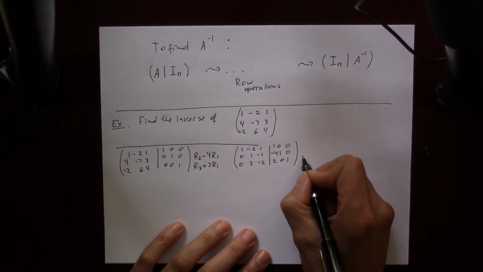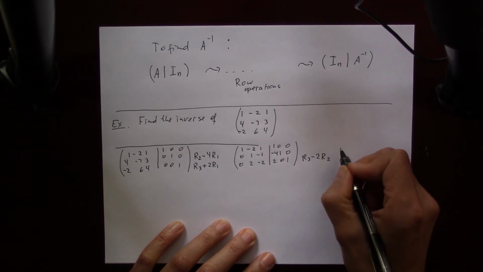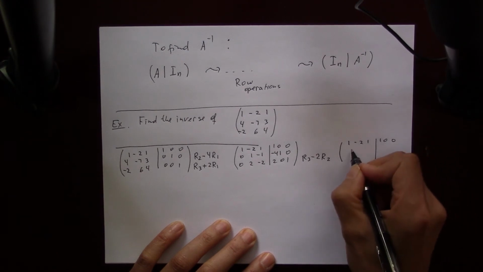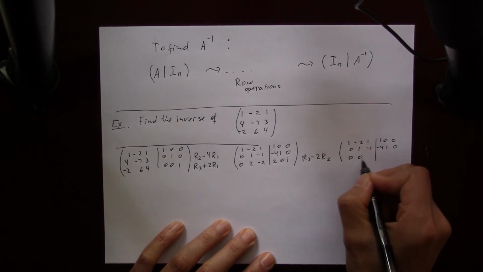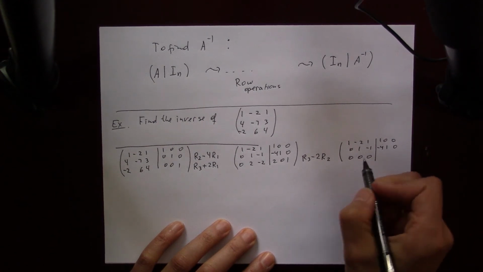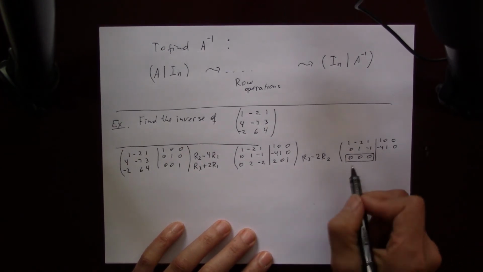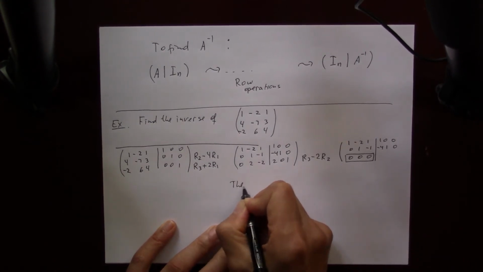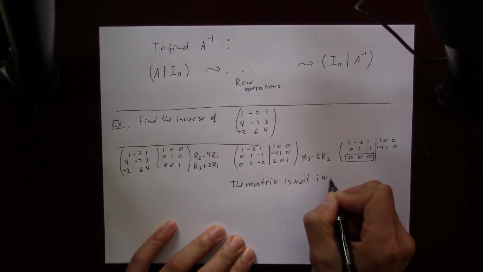And then we do row 3 minus 2 row 2, and we get 1, minus 2, 1, 1, 0, 0; 0, 1, minus 1, negative 4, 1, 0; 0, 0, 0, and so on. I'll stop here. I don't even need to do any more calculations because I see a row of zeros, and there is no way I can get the identity matrix if I have a row of zeros by doing row operations. So we conclude the matrix is not invertible.